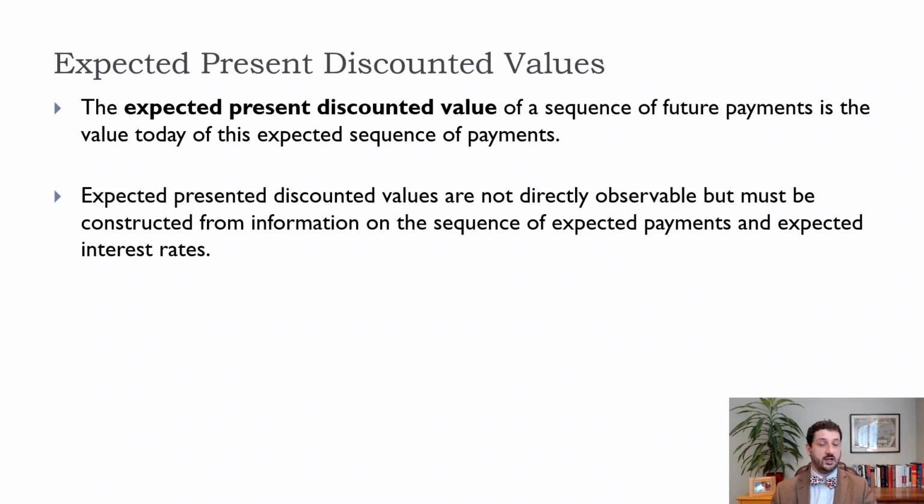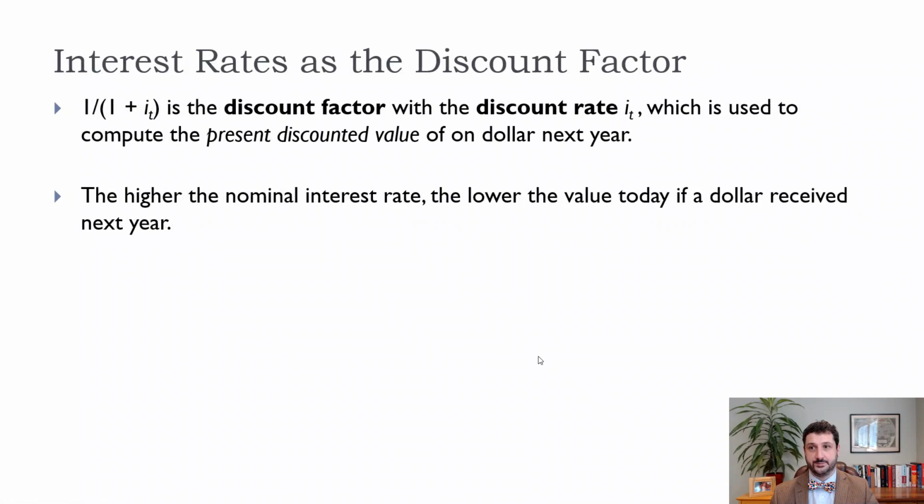Similarly, that $1 in a year is worth less than $1 today, because you could take less than that and put it into an interest-bearing account and have $1 next year. So we're going to talk about how to calculate those expected present discounted values, and then we're going to apply it both to the bond market and then to the stock market as well.